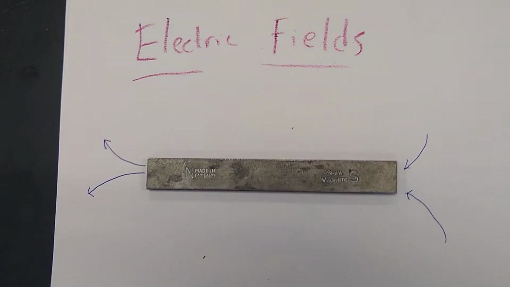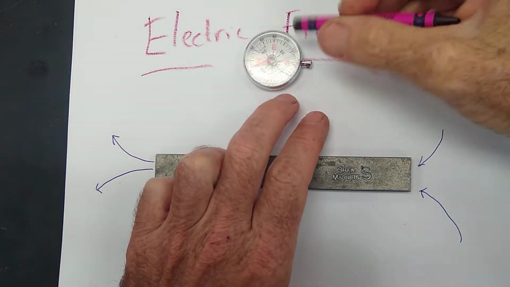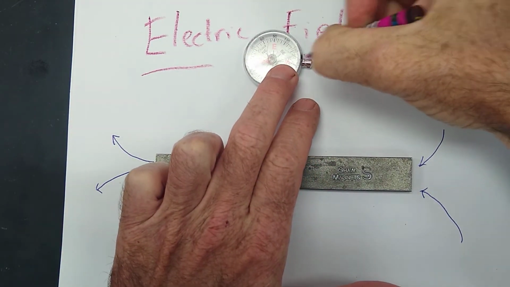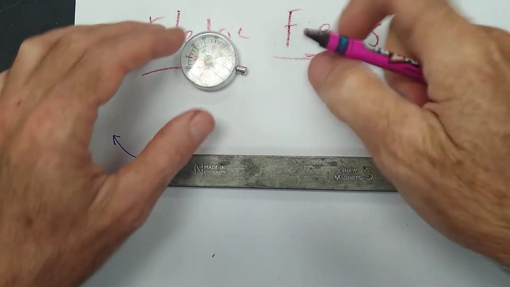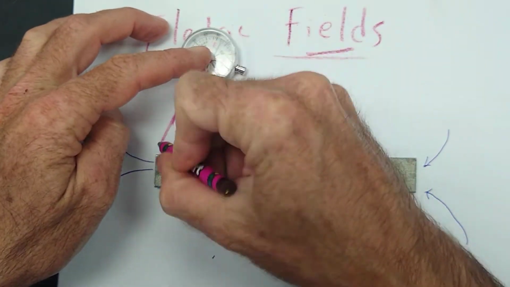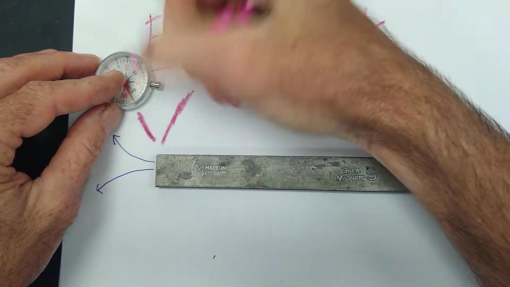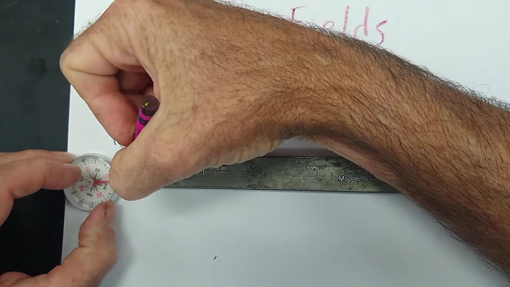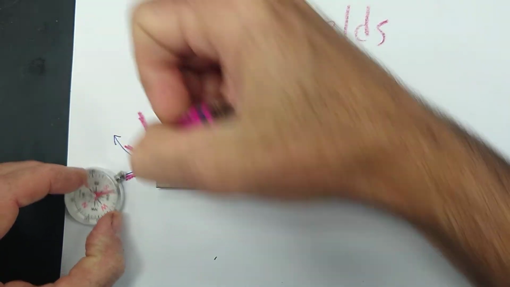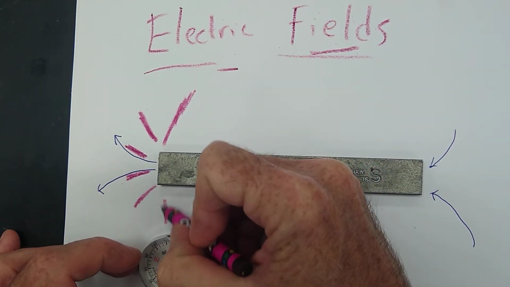Here's an example. Look at this compass. See how it's pointing sort of sideways right there? That means the magnetic field is that way. And we'll move the compass over here. That means right here the field is this way. I can move the compass right here. The field is this way. I can move the compass right here. The field is that way. See, the compass is always pointing where the magnetic field is, okay?